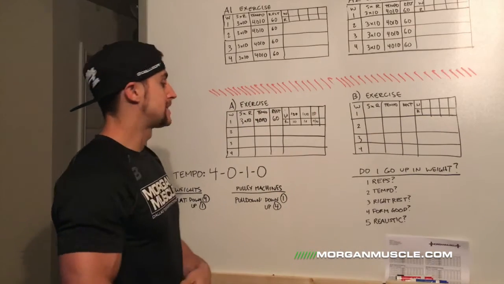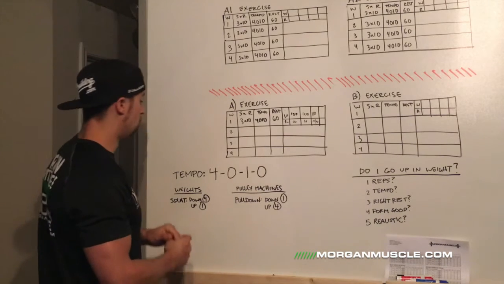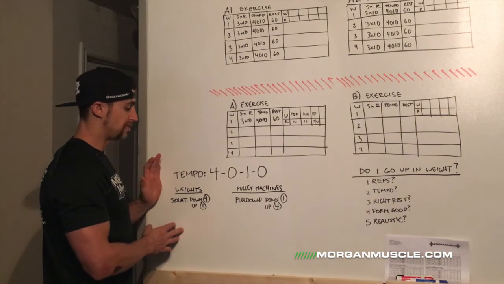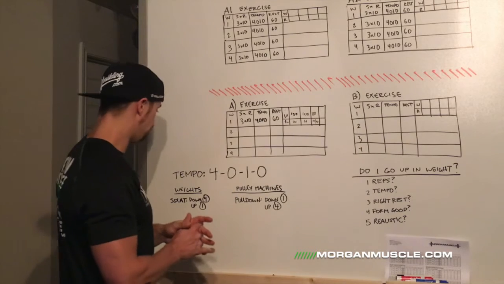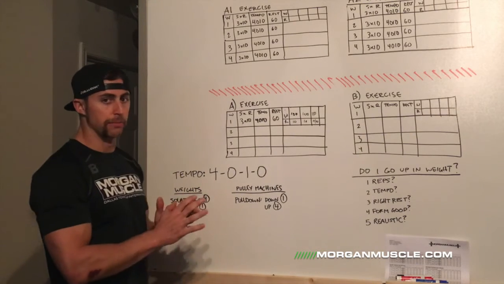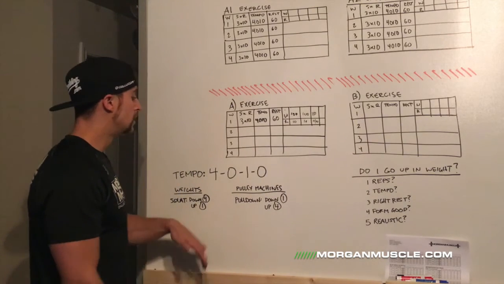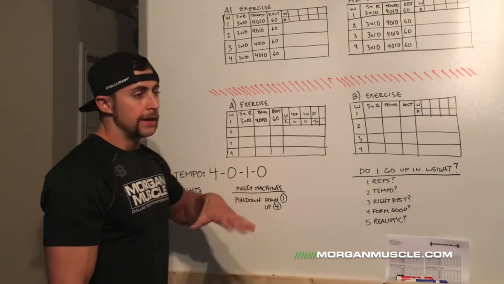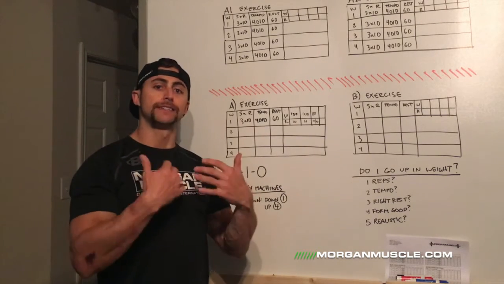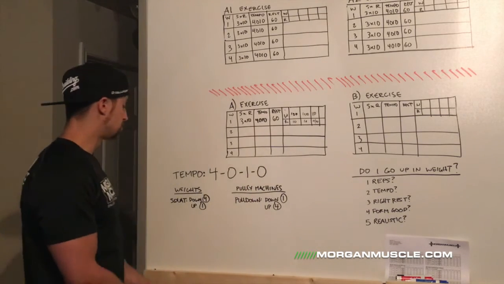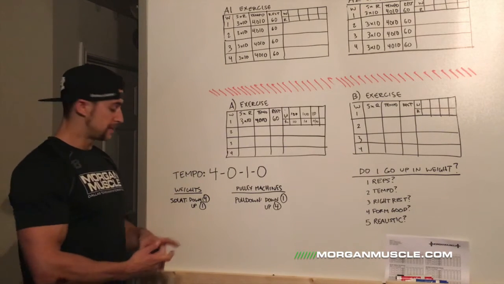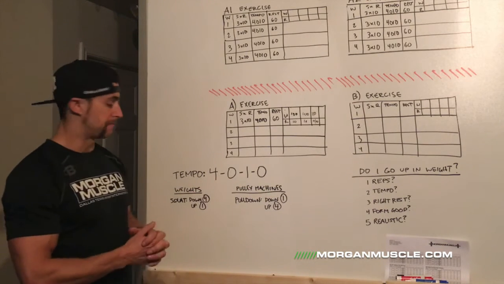Okay, next thing we're gonna talk about a little more in depth is tempo. Tempo is so important. As I mentioned, the first number is the lengthening of the muscle. The third number is the shortening of the muscle or the flexing of the muscle. So we're gonna have 2 examples here. One with free weights and one with a pulley machine.